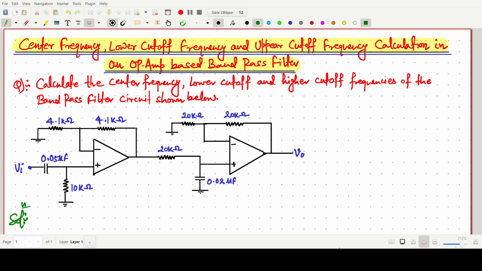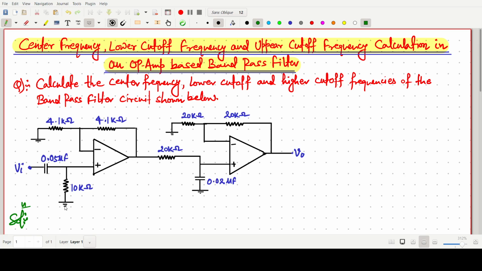Welcome everyone. In this video lecture, we will solve a very good numerical in which we have to find the center frequency, lower cutoff frequency and upper cutoff frequency in an op-amp based bandpass filter. This circuit we have taken from the Boylestad book, a very famous book. So the question is: calculate the center frequency, lower cutoff frequency and higher cutoff frequency for the bandpass circuit shown below.